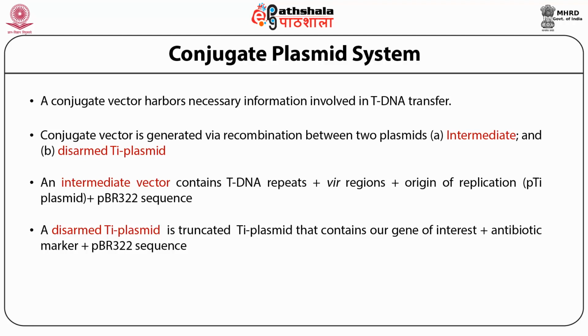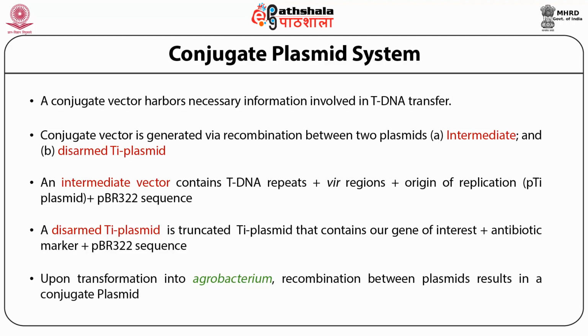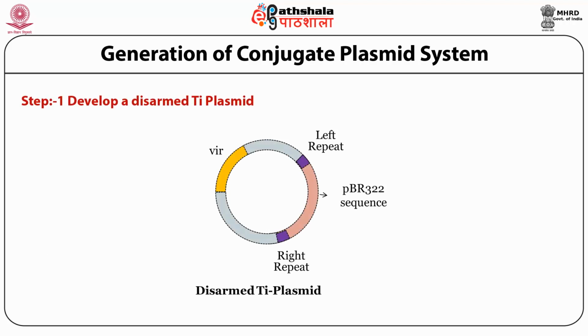It will also contain antibiotics or a selection marker, and it will also contain exactly the same pBR322 sequence. Now these two plasmids will be transformed into Agrobacterium simultaneously. After transformation, these plasmids, because they contain similar pBR322 sequence, will recombine and will give us a conjugate plasmid. Here is a schematic representation of how a conjugate plasmid system is generated.